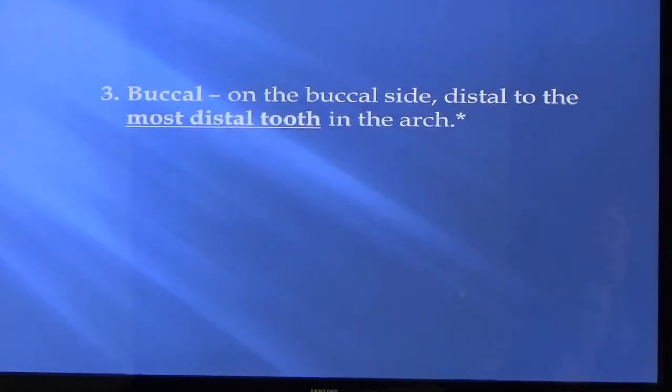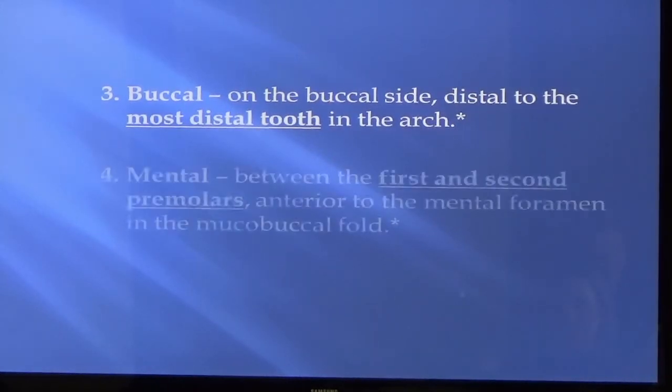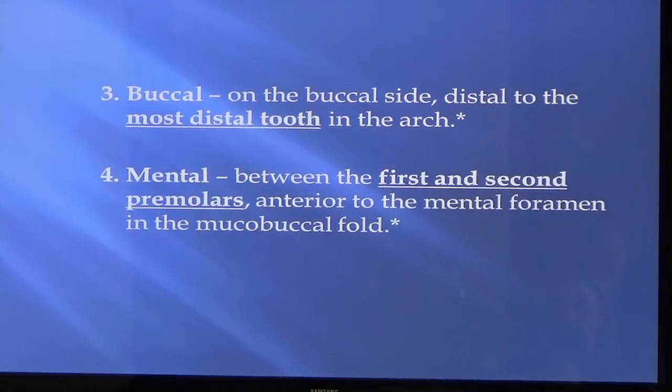And there's also a buccal injection. And that's given just distal to the most distal tooth in the arch. And all you're trying to do is numb up the gum tissue on the side, the buccal tissue. And then there's the mental, which is between the first and second premolars, anterior to the mental foramen.